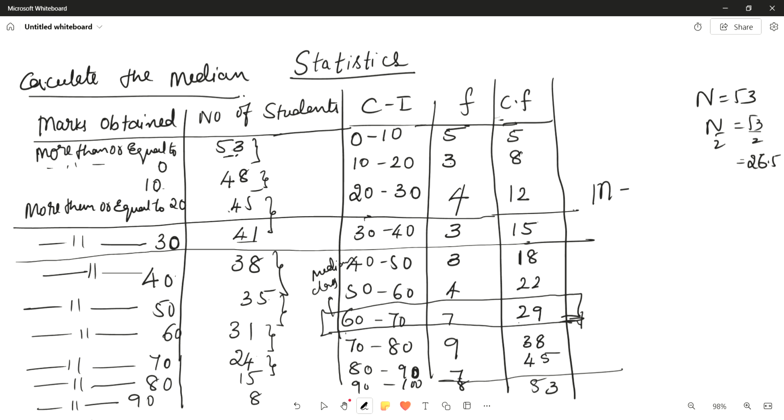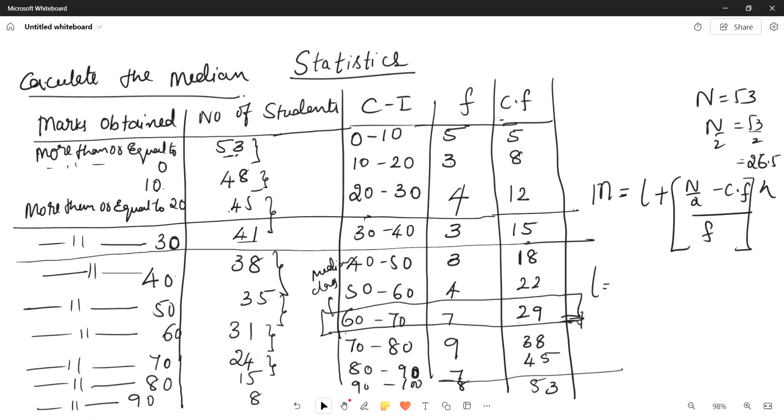So median is equal to L plus (n by 2 minus CF) by F into H. Now also remember, you have selected 60 to 70 as the median class, so the answer will come within that. 60 to 70 only it will come.